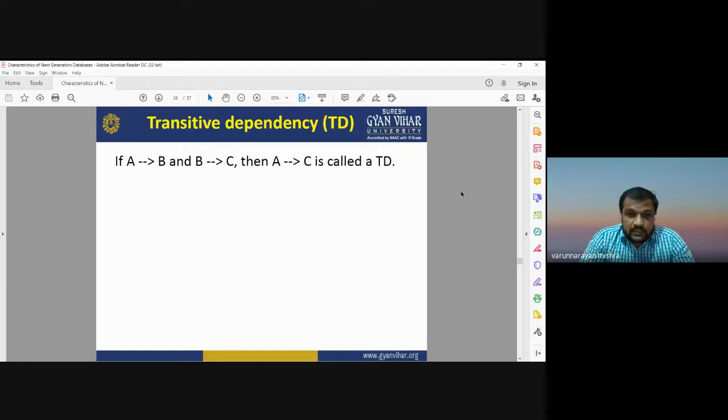Transitive dependencies. Another type of dependencies are transitive dependencies. It is short, call it a TD. If A to B and B to C, then A to C is called a transitive dependency. If there is a functional dependency between A to B, and B to C, then A also has a functional dependency to C. Such a kind of dependency is known as a transitive dependency or TD.